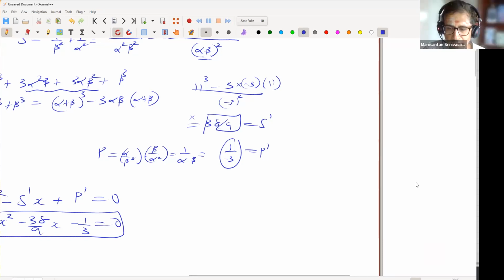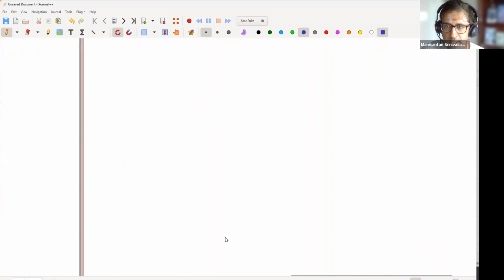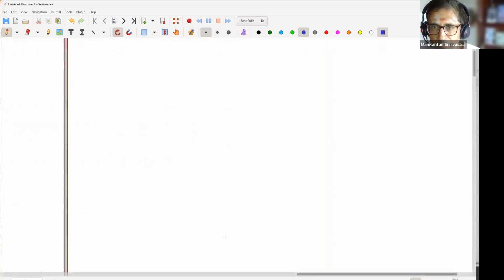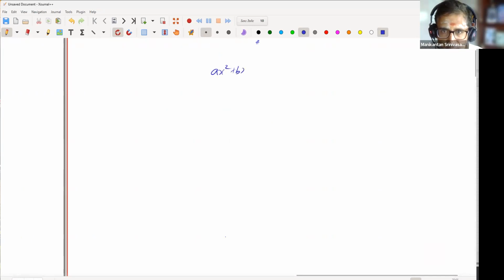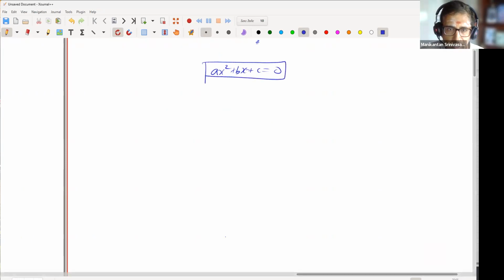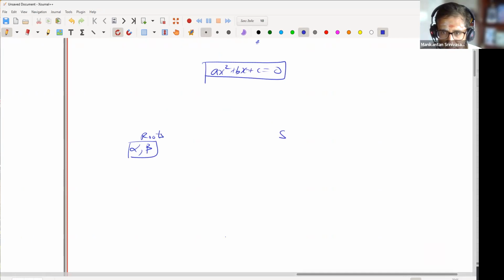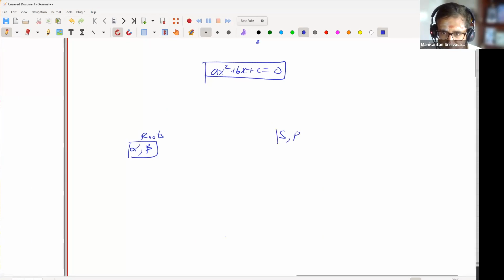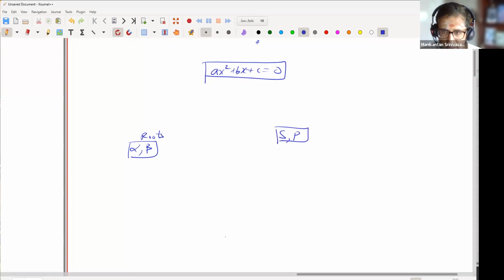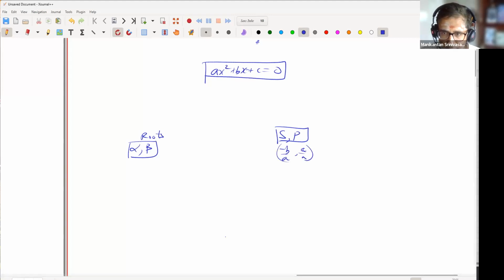Okay, so we have sum of roots. In a way you can think of it like a tripod type of thing, right? So you have a quadratic equation, ax square plus bx plus c equal to 0. So this is the equation. And then you have the roots alpha and beta. These are the roots. And this is the sum and the product of roots, S and P, which is minus b by a and c by a, right?